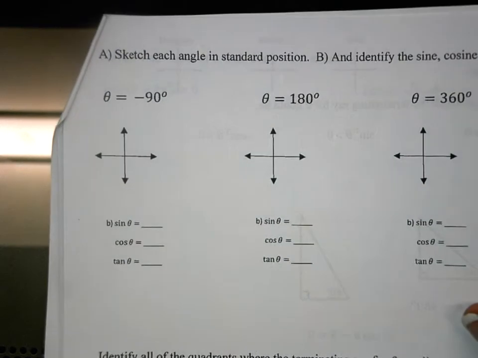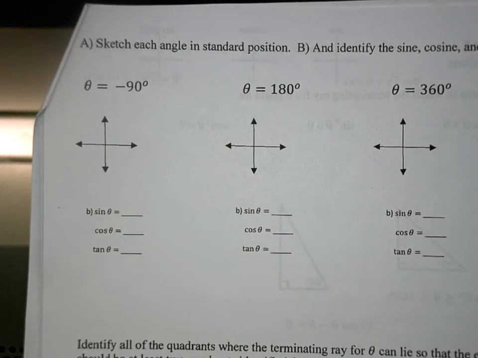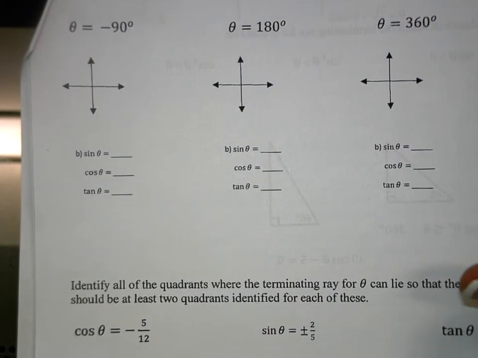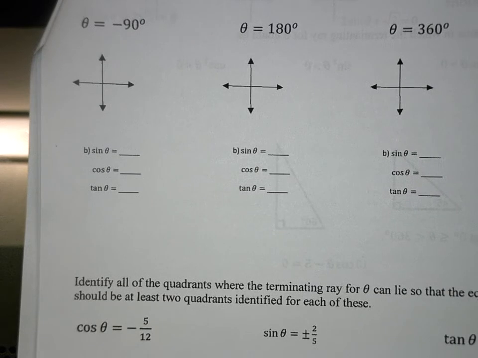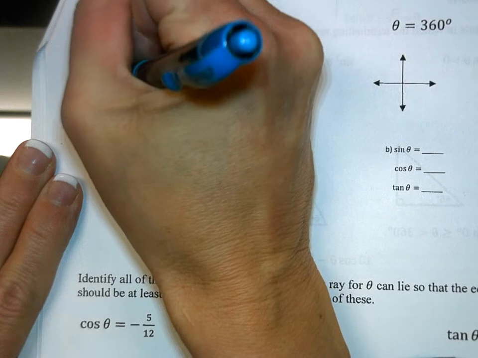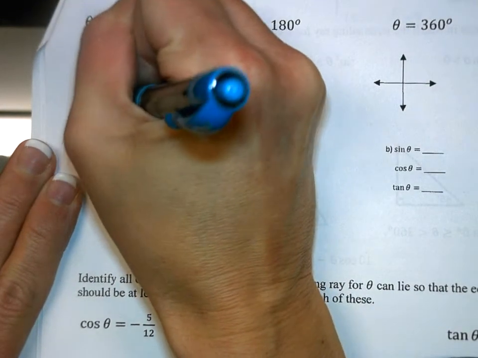Okay, so this next part says to sketch each angle in standard position and identify the sine, cosine, and tangent ratio for each. Now, what you'll notice on this is -90 degrees. It's right on one of our lines. Okay, so -90 degrees goes right here. Do you guys agree? So I'm going to make a point there, and I'm going to write -90 degrees.